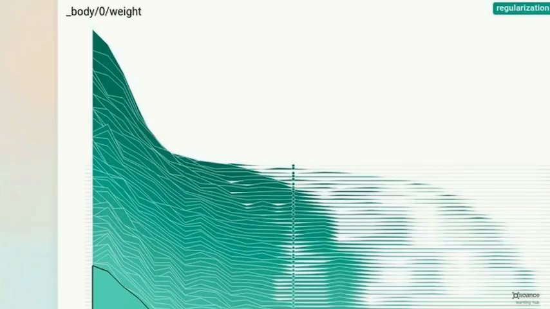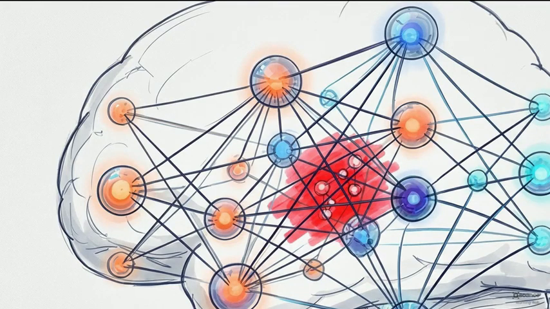Now look at this teal histogram for a regularized model. The distribution is much narrower and tightly constrained near zero. Histograms act as a diagnostic X-ray for neural network health. They reveal systemic issues like vanishing gradients early, before they ruin an entire run.